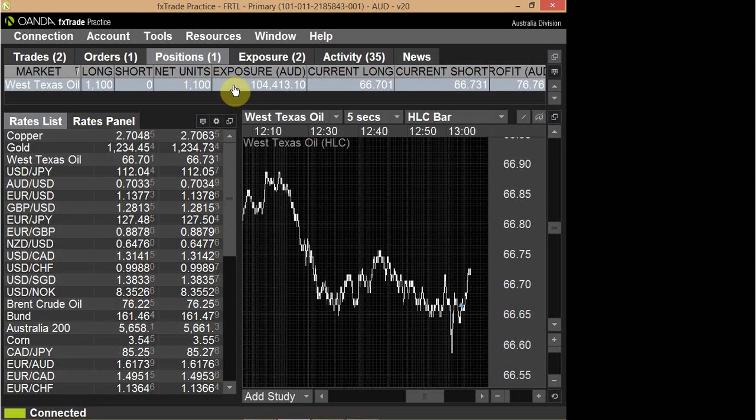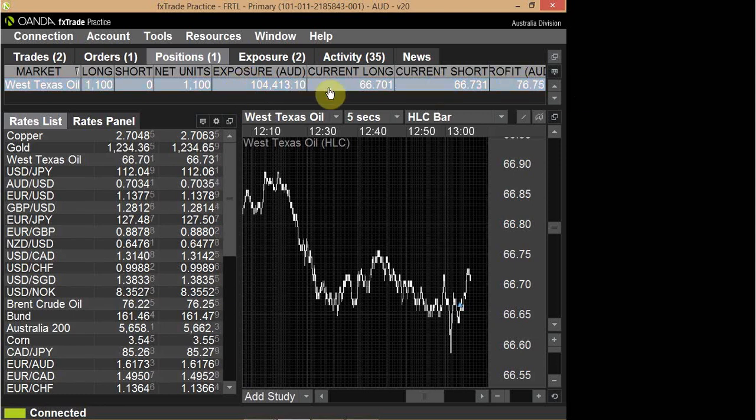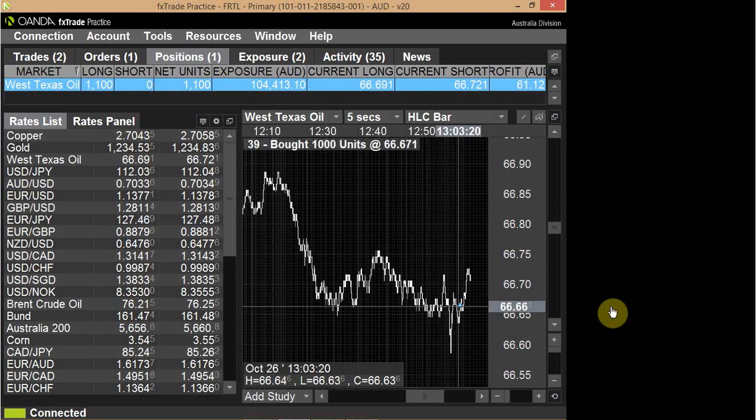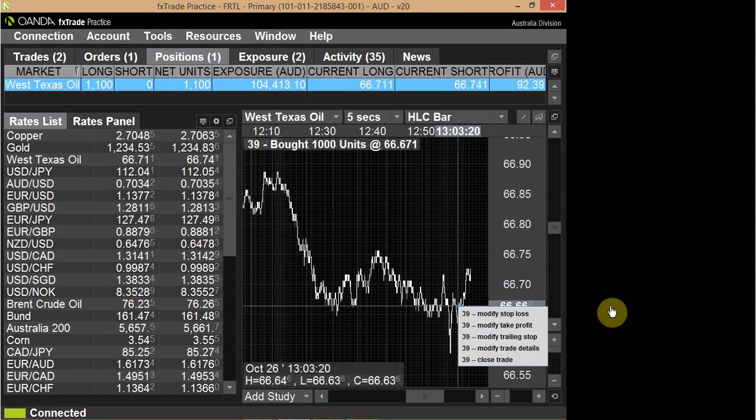Let's say the airline was only going to use 1,000 barrels of oil, just as an example. Now I just bought 1,000 barrels at 66. What is the price? The price is not given, but I can see it here. So I bought it at 66.671.